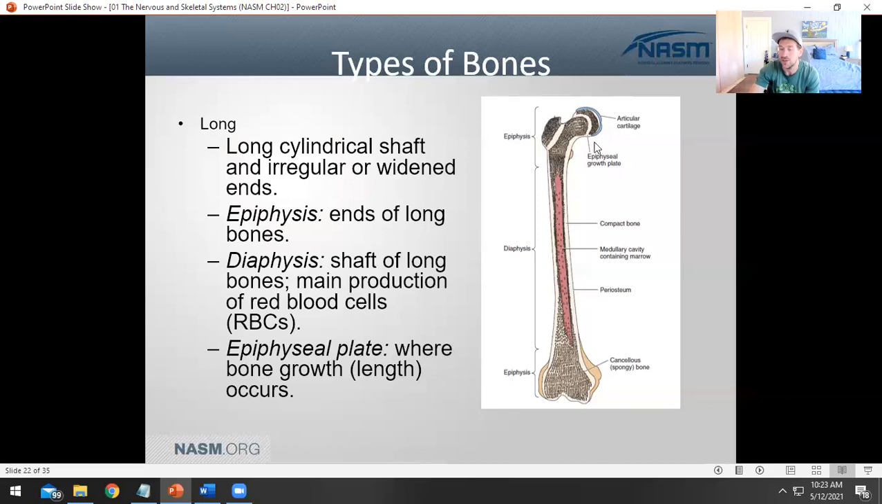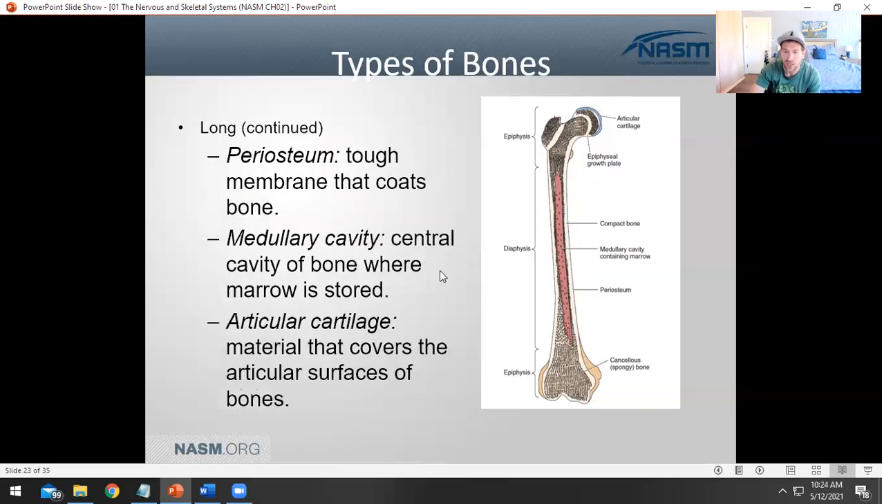Your epiphyses are typically where we are going to see what we call your spongy bone, or your white bone. This is where you're creating a lot of your white blood cells and things like that. And then you've also got your diaphyses, which is the main shaft of a bone, and that's where you're creating your red blood cells.